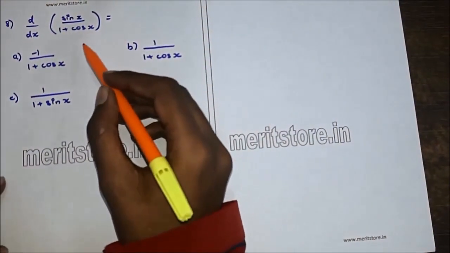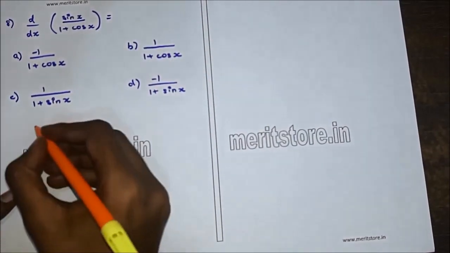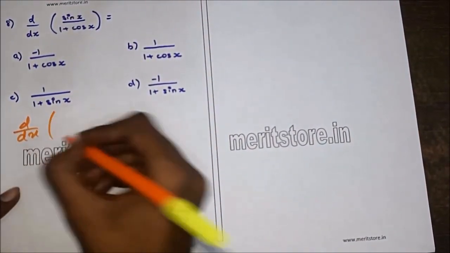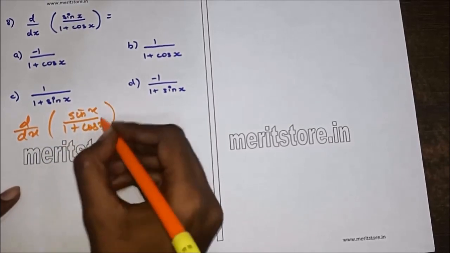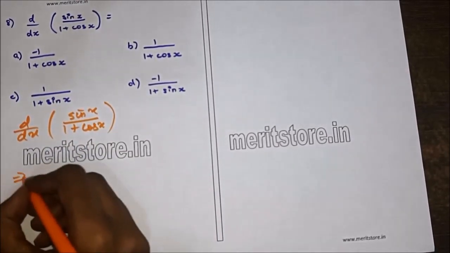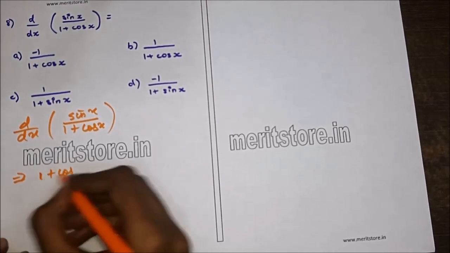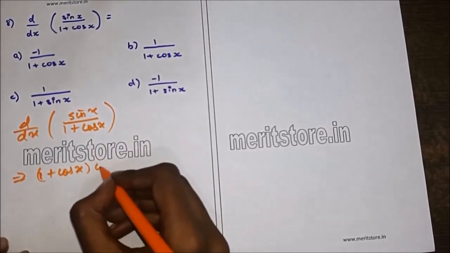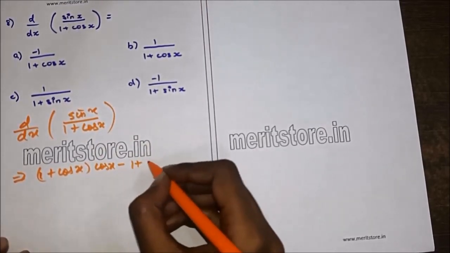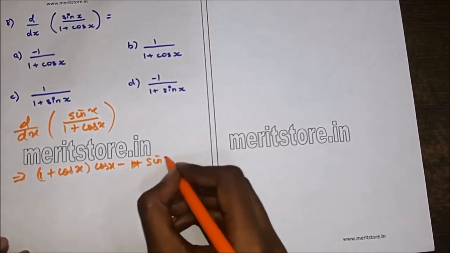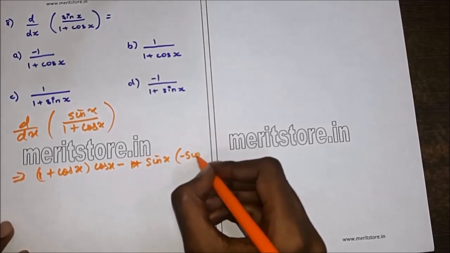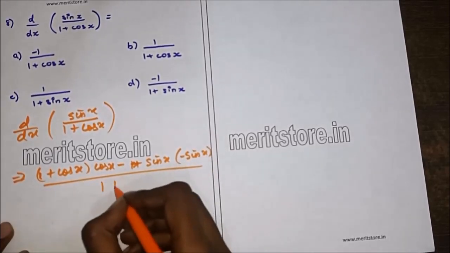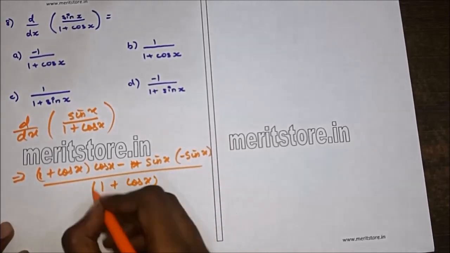Differentiation of sin x upon 1 plus cos x is, these are the options. So differentiate d by dx of sin x upon 1 plus cos x. This is in the form of u by v. So it is v into derivative of u, that is cos x, minus u into derivative of v. So derivative of 1 plus cos x is minus sin x upon 1 plus cos x the whole square, that is v square.